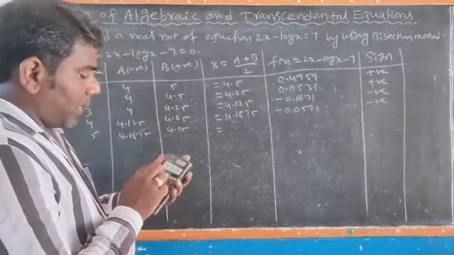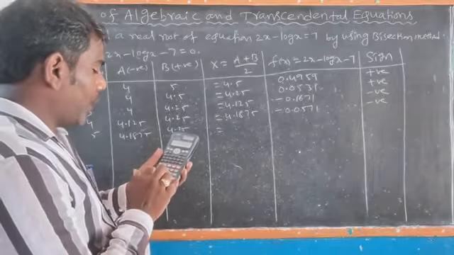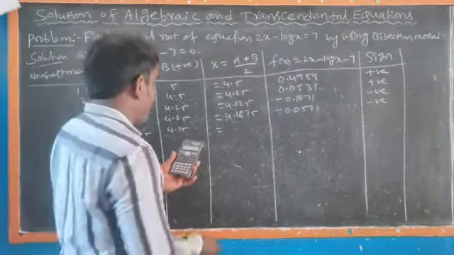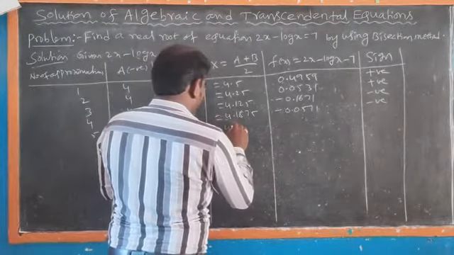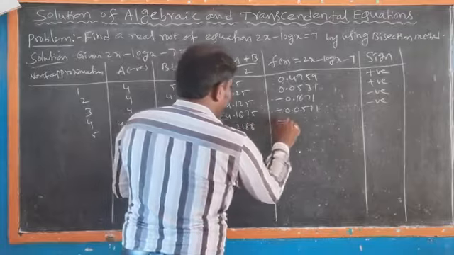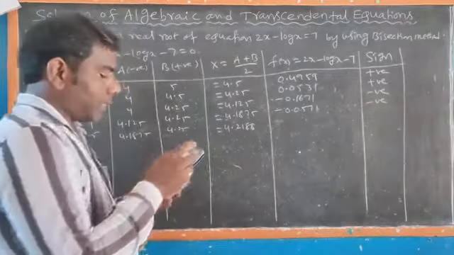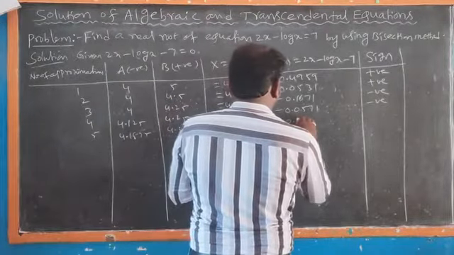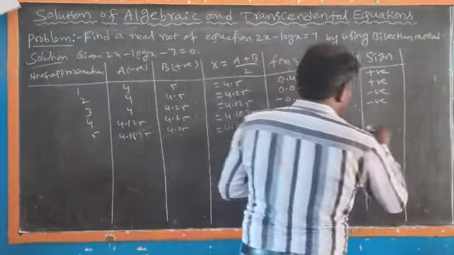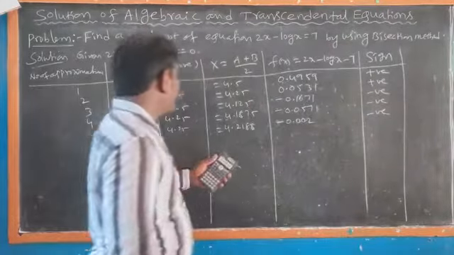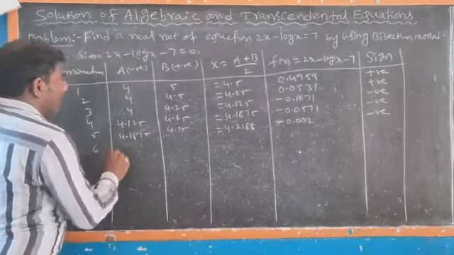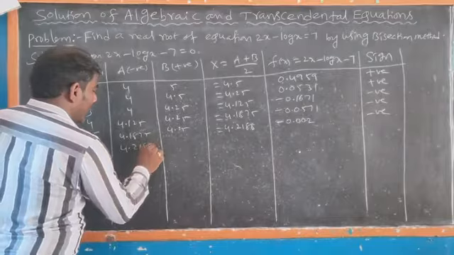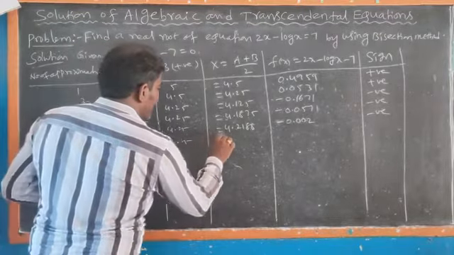Now calc: a value 4.1875, b value 4.25, 4.2188. That is equal to, substitute the x value, then minus 0.002. This is a negative sign. Now substitute the x value in a, 4.2188, 4.25. B value same.